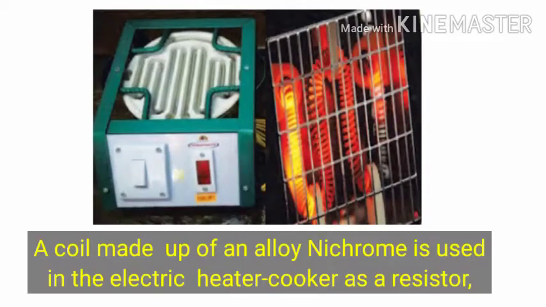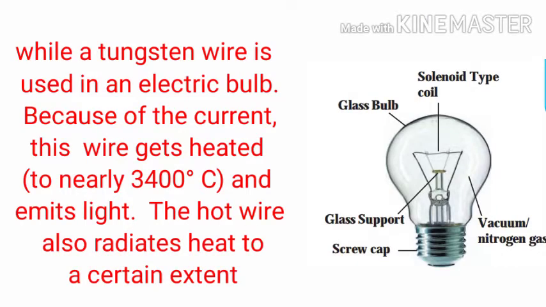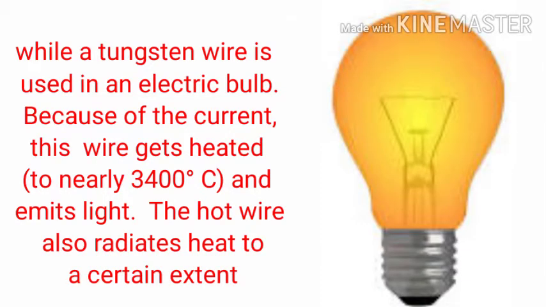For example, a coil made up of an alloy nichrome is used in the electric heater or cooker as a resistor, while in an electric bulb, a tungsten wire is used because the melting point of tungsten is nearly 3400 degrees Celsius. When the electric current passes through the bulb, the wire gets heated and emits light. The hot wire also radiates heat to a certain extent.